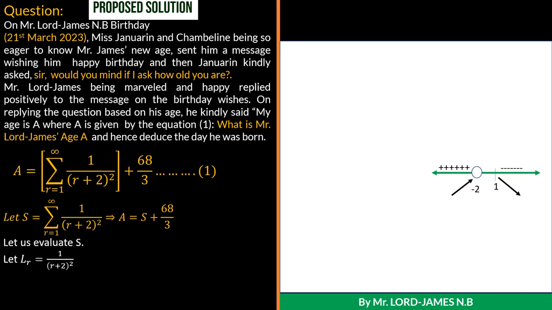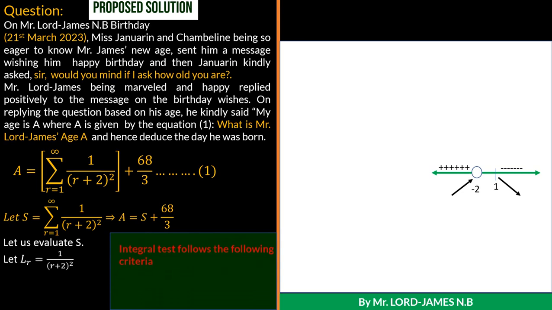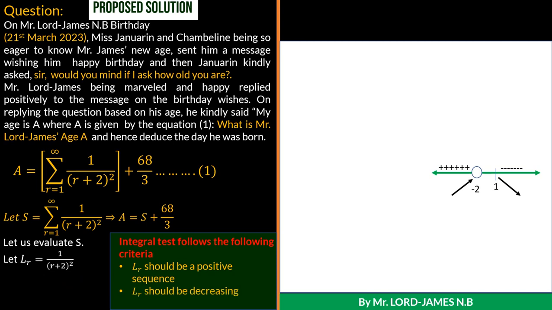Now what are the criteria used in the integral test? In order for us to use the integral test, the following criteria must be true. The very first is the sequence must be positive. So the sequence should be a positive sequence. And which sequence are we talking about? 1 divided by (r plus 2) all squared. This should be positive. So the next is L(r) should be a decreasing function. A decreasing function simply means the derivative is negative across a given interval. And next is L(r) should be continuous.